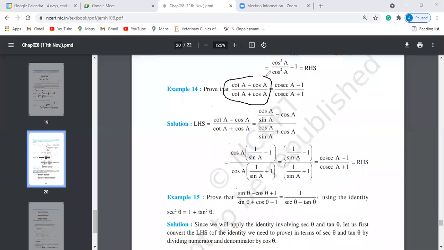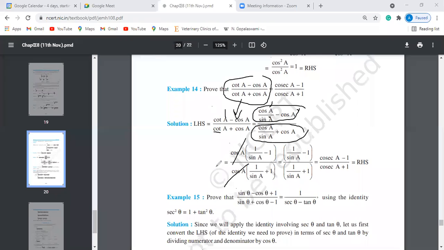See, this is the question, right? So now it's written here. Cot a, how can you write it? You can write it as cos a by sin a, correct? Similarly, cos a, you can write it as it is. In the denominator, again, cot a you have, so you can write it as cos a by sin a plus cos a. So in the denominator and numerator, both ways cos a is common. So you can take cos a outside, so that cos a gets cancelled. Only remaining is (1 by sin a minus 1) divided by (1 by sin a plus 1).